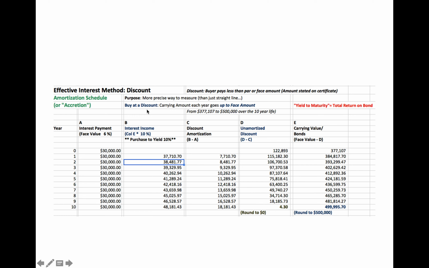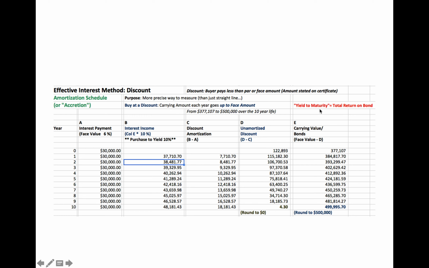So if you buy at a discount, and this is the key phrase, the carrying amount, which is in this column, increases every year to the face amount. So in this example, it increases from $377,107 to right around the face amount with rounding over the 10-year life. I have a little bit of a rounding issue there.